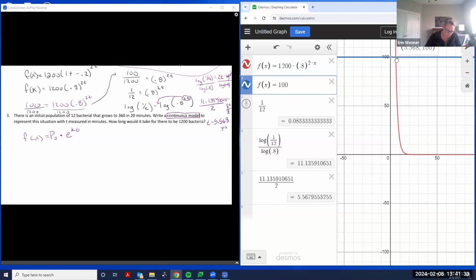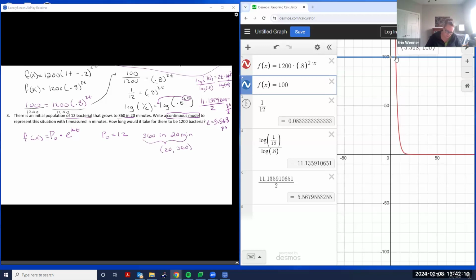So initial population, 12. Then we get 360 in 20 minutes. So time is always going to be your independent variable. Time marches on. It stops for nothing. Everything depends on time. So what that tells us is that this information is an ordered pair of (20, 360), right? That's how we want to treat that.